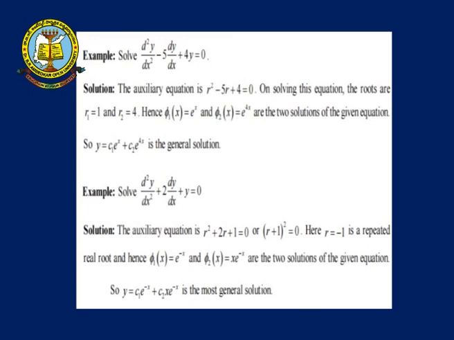Coming to the second example, d square y by dx square plus 2 dy by dx plus y equal to 0. This is the operator form I can write: r square plus 2r plus 1 equal to 0. This we can write as (r plus 1) whole square equal to 0, r equal to minus 1 and minus 1, 2 roots are equal. So it is c1 e to the power of minus x plus c2 x into e to the power of minus x. This is the general solution.